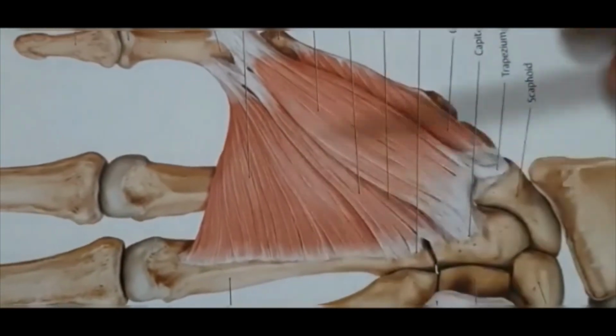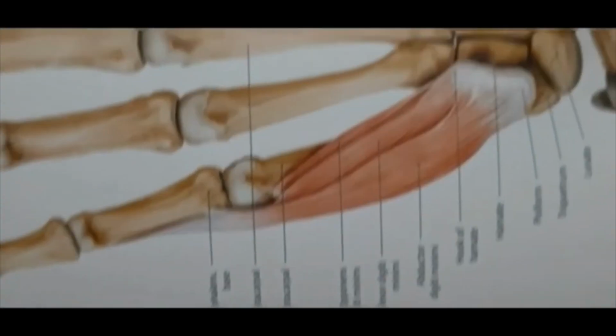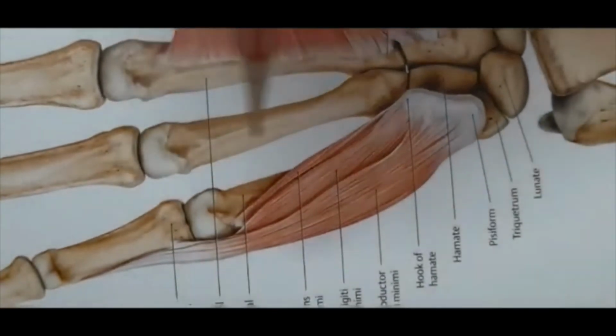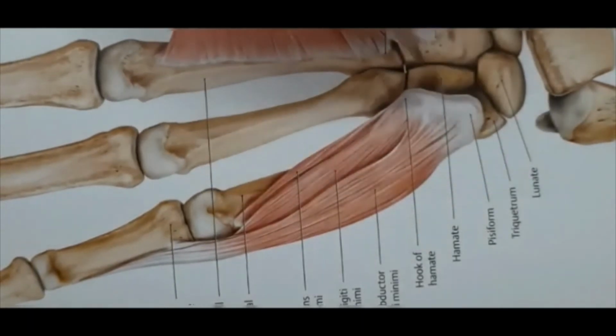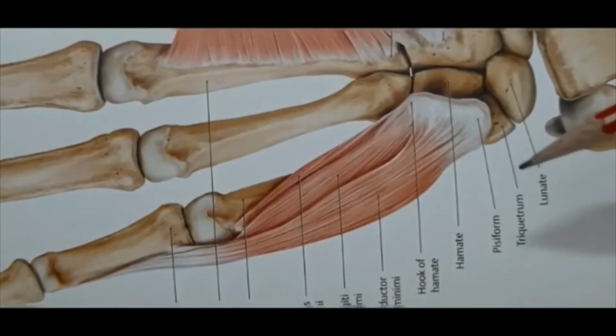In a similar way, you see the muscles attached to the little finger. These are two muscles. This is the hook of the hamate, deep to it. This is the hook of the hamate, and this is the pisiform bone covered by the tissue of origin of this muscle.